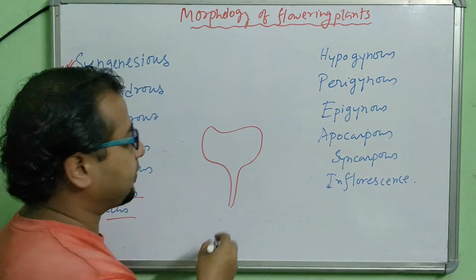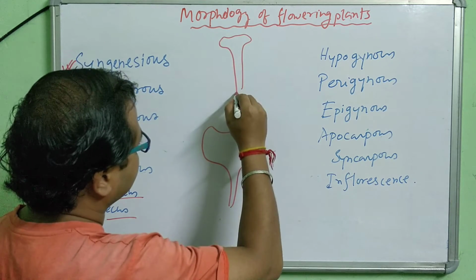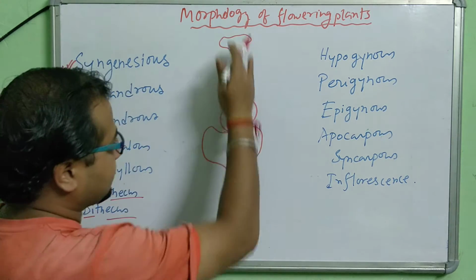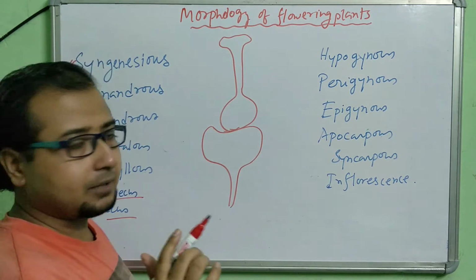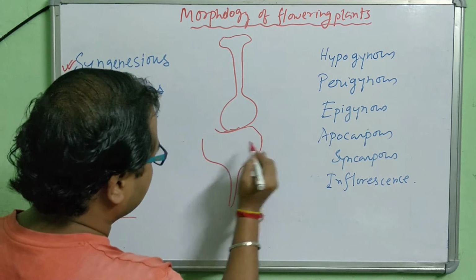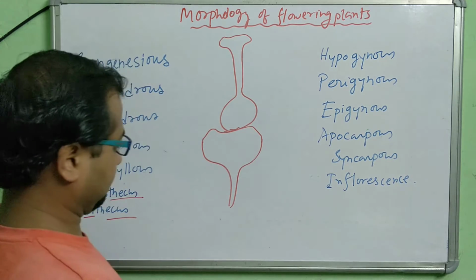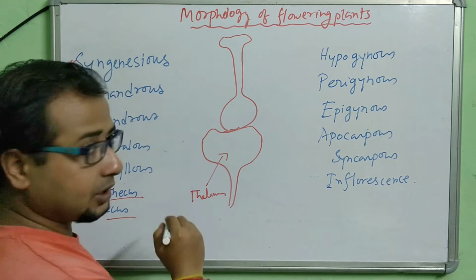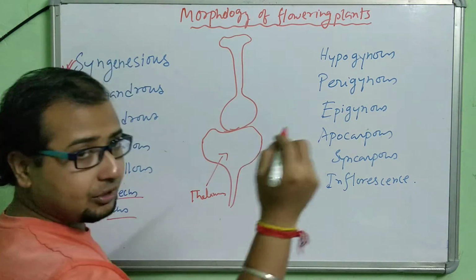This is thalamus, for example, and this is the ovary here, thus the gynoecium here, and the rest of the part. Let me modify it a little bit. It should be like this actually. Okay, this is the position. This is thalamus or receptacle, you can say. This is the gynoecium part. The rest of the part means the androecium.